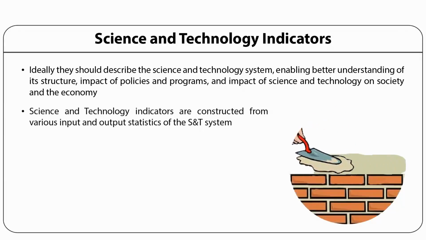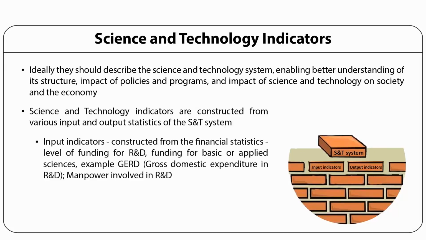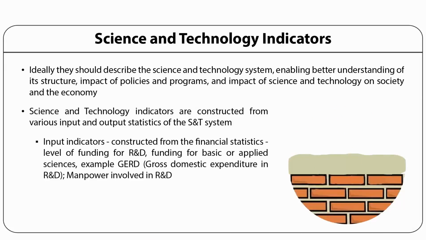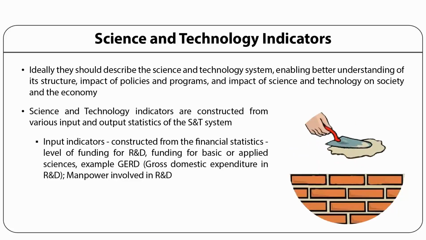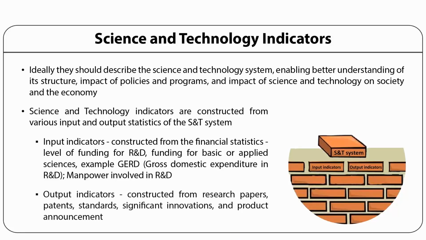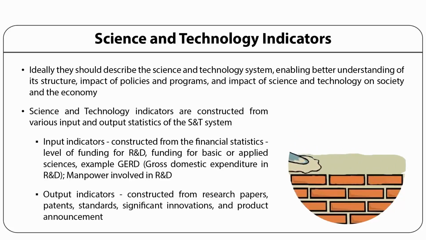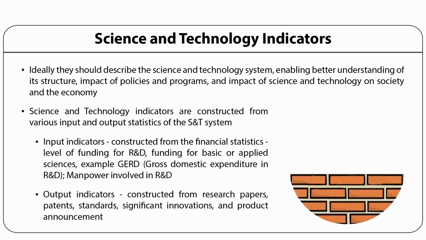Science and technology indicators are constructed from various input and output statistics of the S&T system. The input indicators constructed from the financial statistics are level of funding for R&D, funding for basic or applied sciences. Example is GERD, gross domestic expenditure on R&D, and manpower involved in R&D. Output indicators are constructed from research papers, patents, standards, significant innovations, and product announcements.